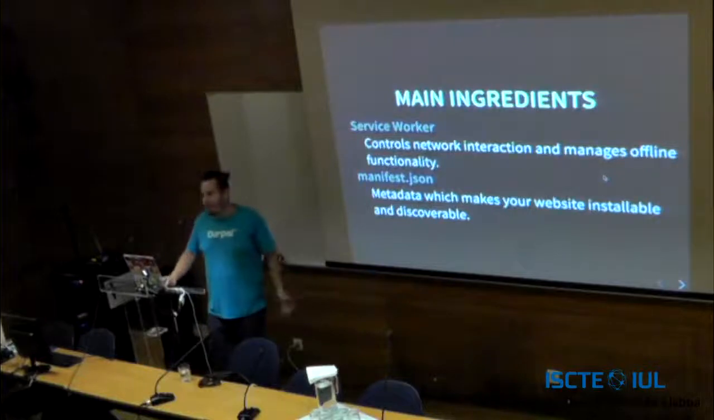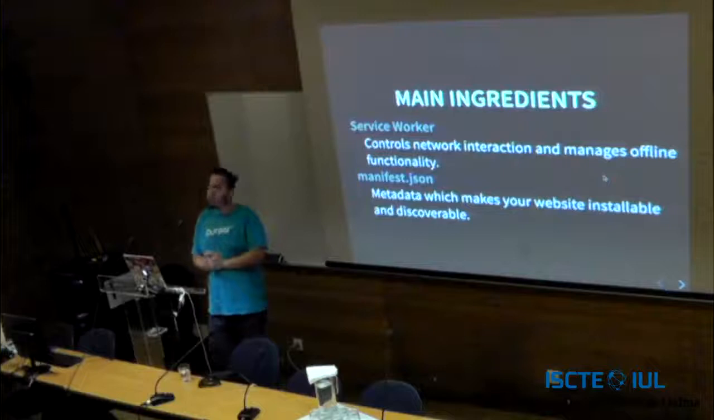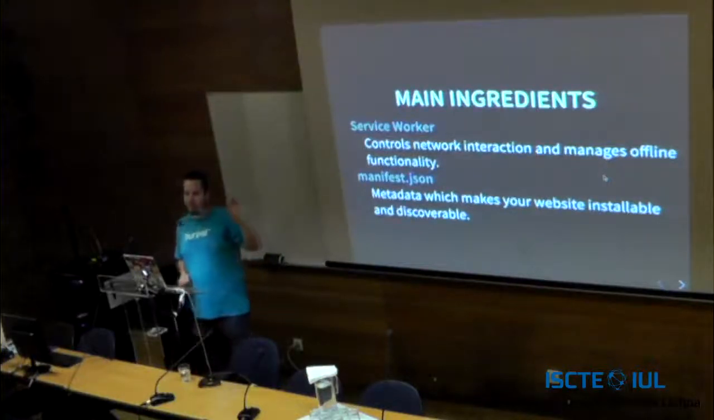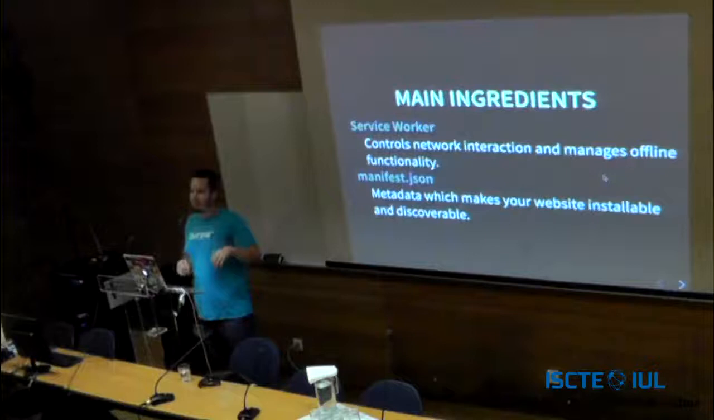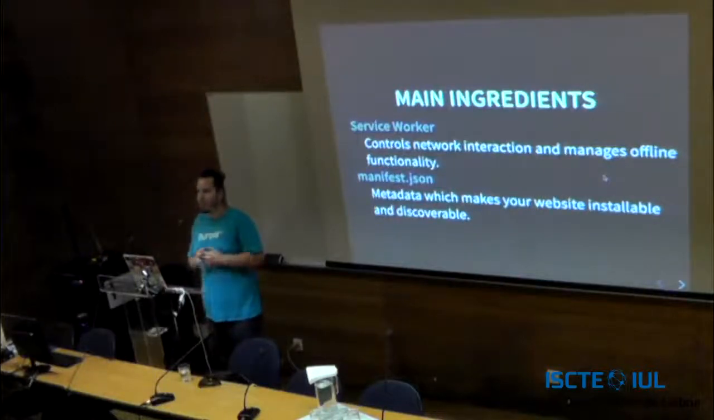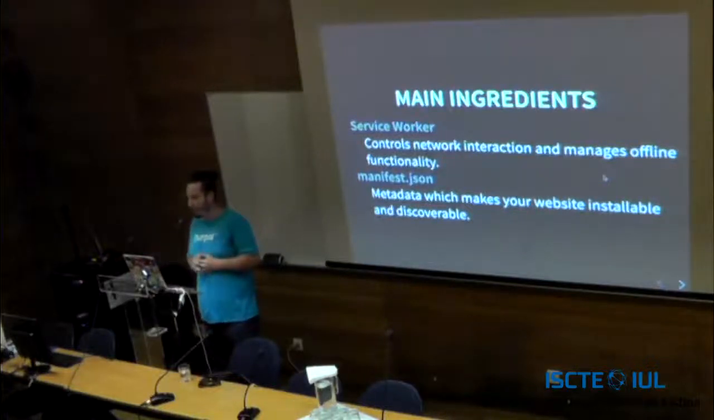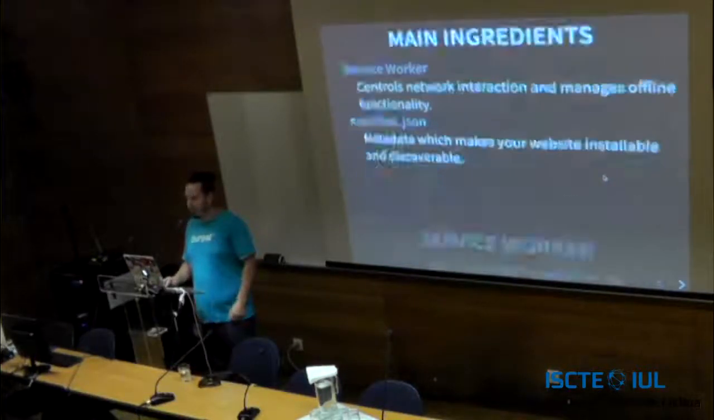The main ingredients of a progressive web app are really only two things. Well, ingredient 0 is HTTPS, as I said. So that is a technical barrier that has to be overcome first. Then, service worker. So this is a new web spec that allows you to control network interaction and manage offline functionality. Then the second part is this manifest.json, which is quite simple and is just helping you control or help with search, branding, and discoverability.